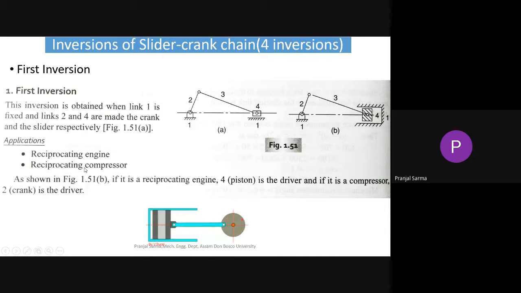Its application you can see in the reciprocating engine as well as the reciprocating compressor. But what's the difference between the reciprocating engine and the reciprocating compressor? Can anyone tell me? As you can see in this figure, there are two diagrams. In the reciprocating engine, we are interested in the piston cylinder element, so the slider acts like a piston. In the reciprocating engine, the piston is the driver, and if it is a compressor, then the crank is the driver.